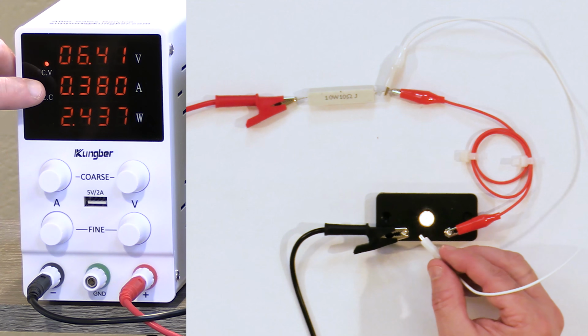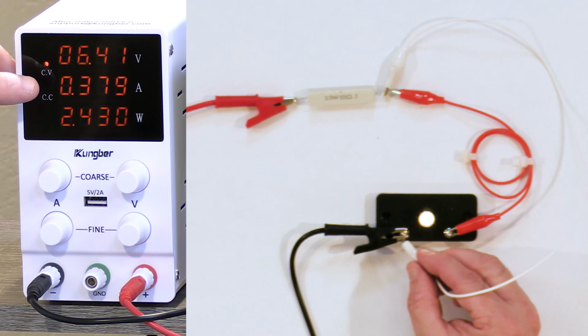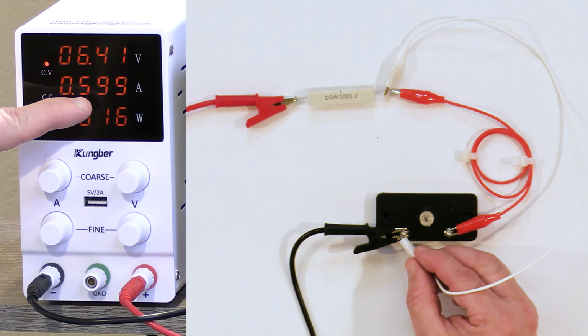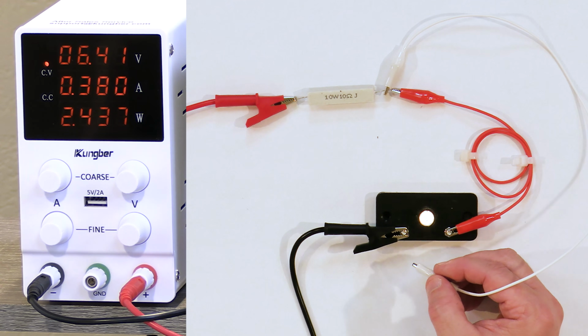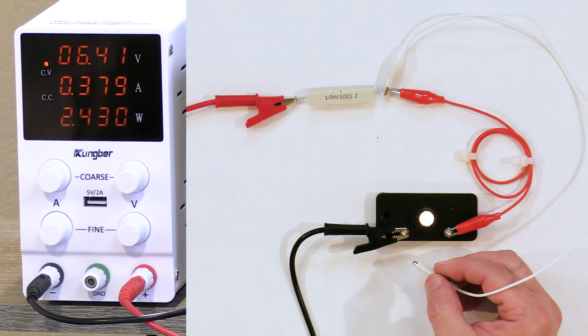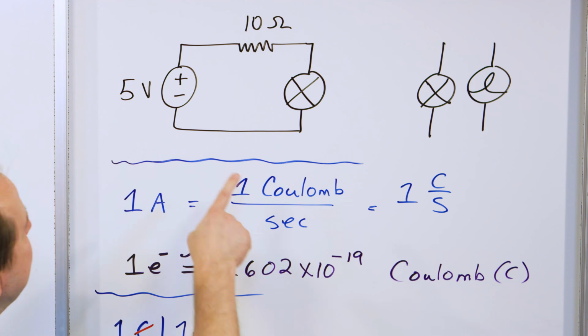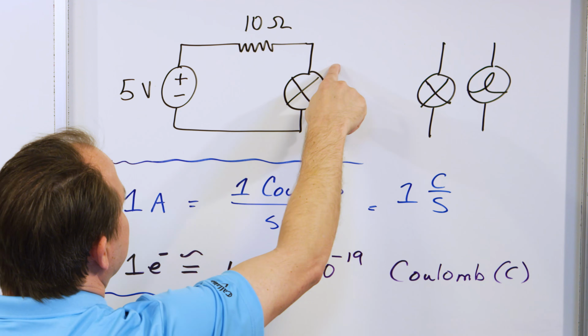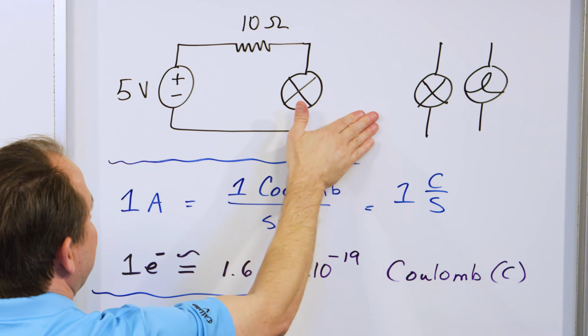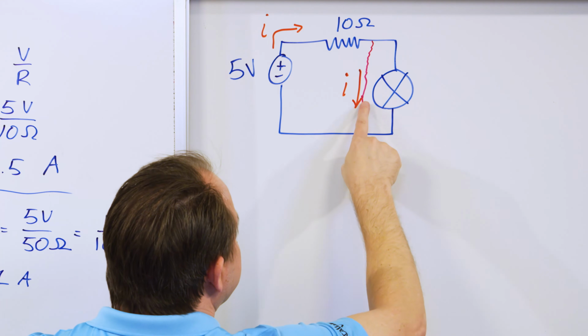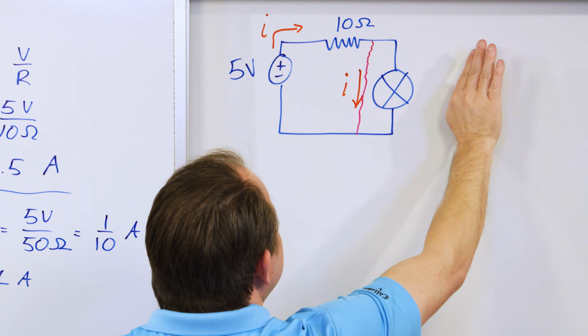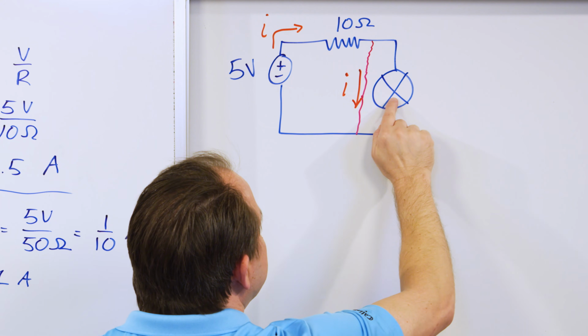Notice the current is starting here, but what's happening whenever I do the short circuit? The current increases almost to 0.6 amps. Why does the current go up? Because remember, we drew a picture over here, and we said this circuit really looks like this. It's a resistor with a light bulb. But if I actually short circuit the light bulb, then it's like the light bulb isn't even there, because no current is going through it at all.